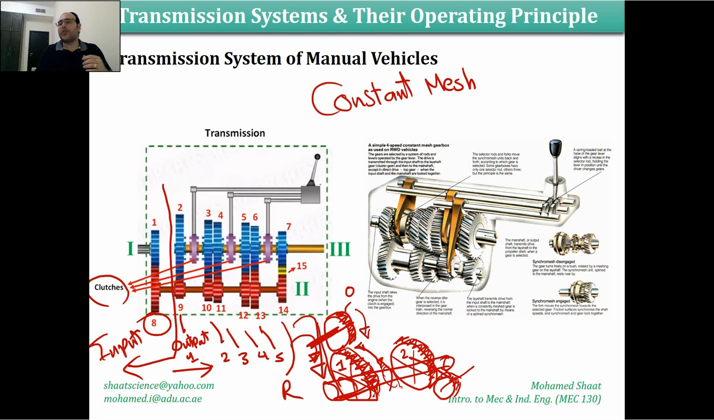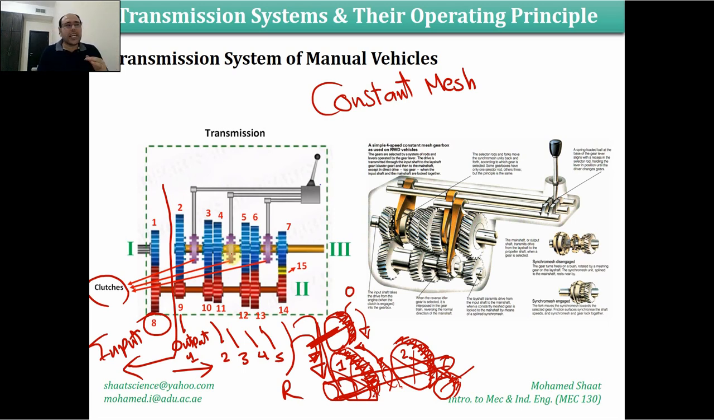How about if you need the third speed? This clutch should be in the middle, but this one is going to slide and connect to gear 4 to give you the third speed. How about if you need the fourth one? Slide this clutch to the right to connect to 5. This is going to give you the fourth speed.